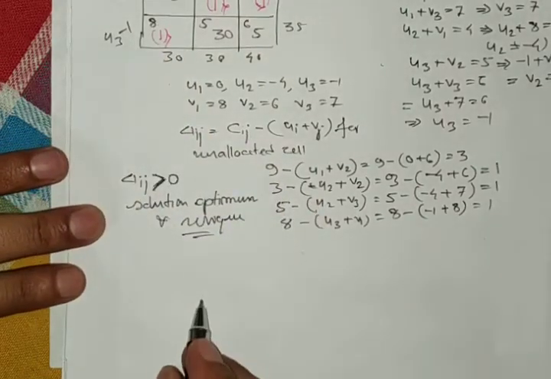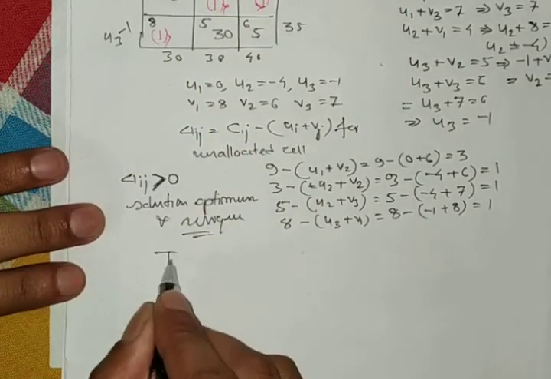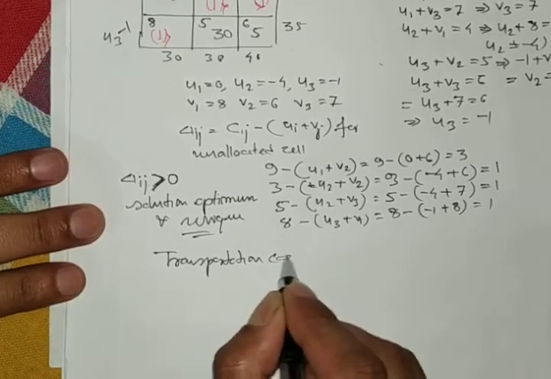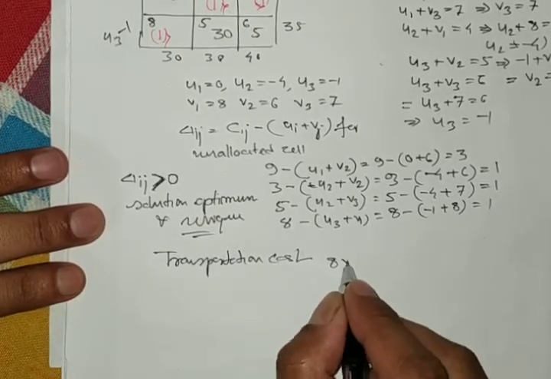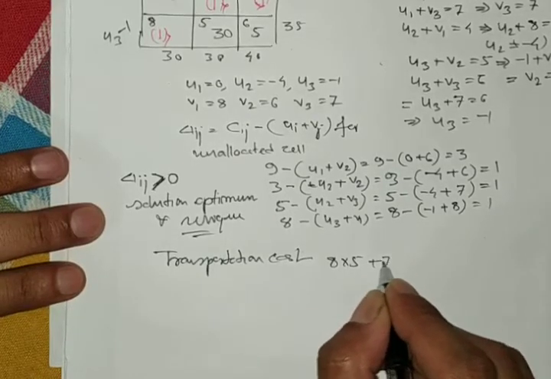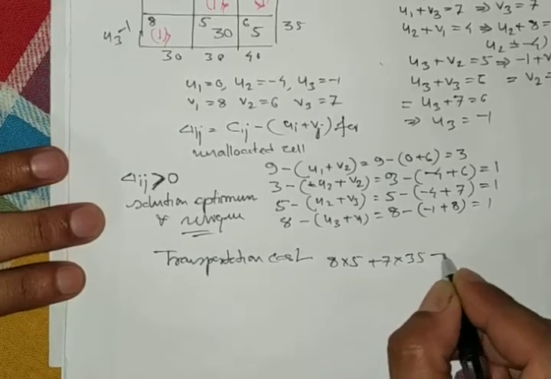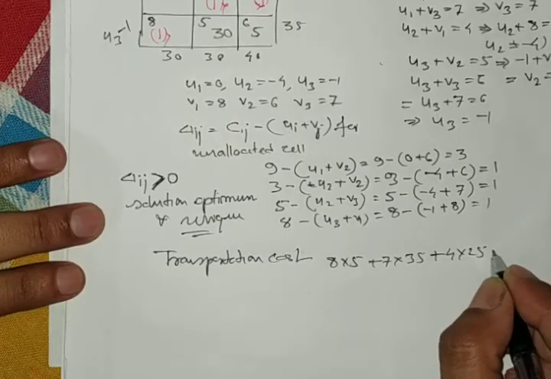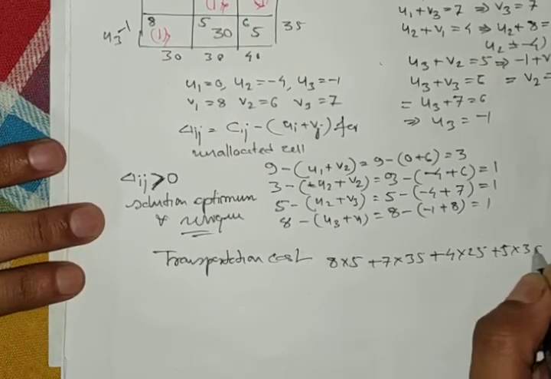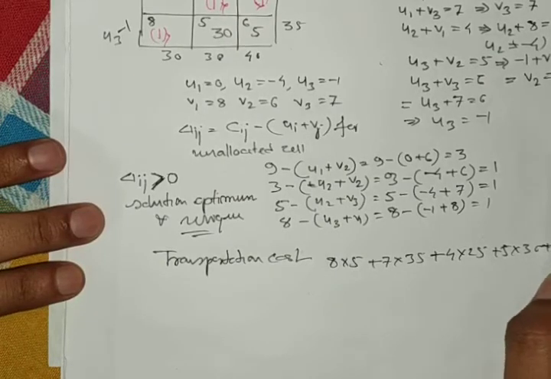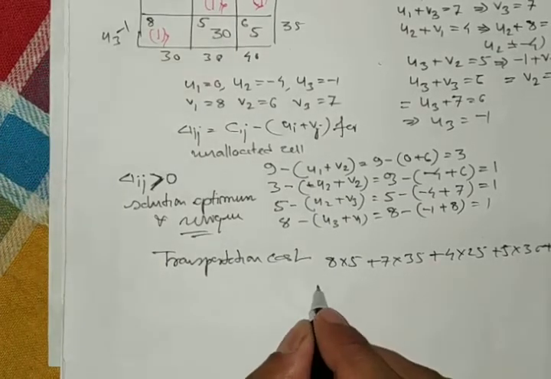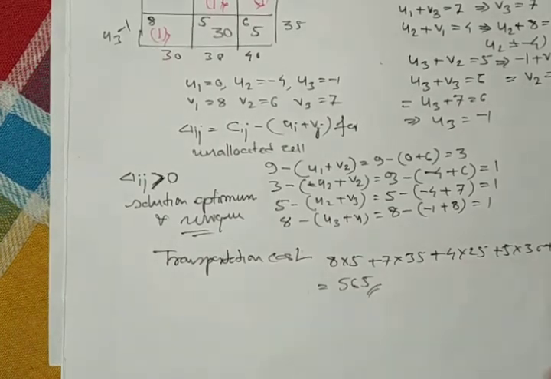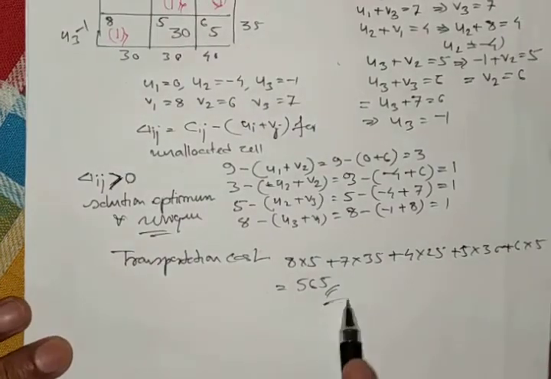After getting this, we have to find out the transportation cost. So transportation cost will be 8 into 5 plus 7 into 35 plus 4 into 25 plus 5 into 30 plus 6 into 5, and after computation you will get 565. So this is the transportation cost.